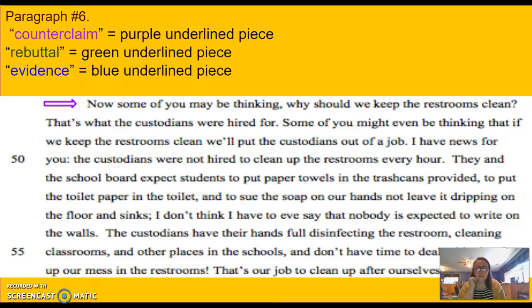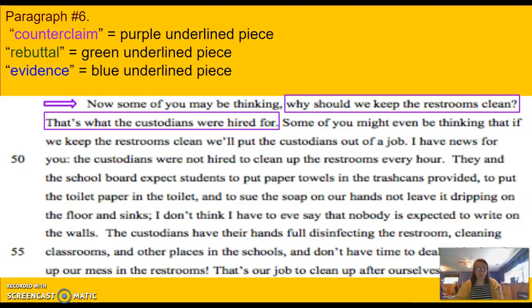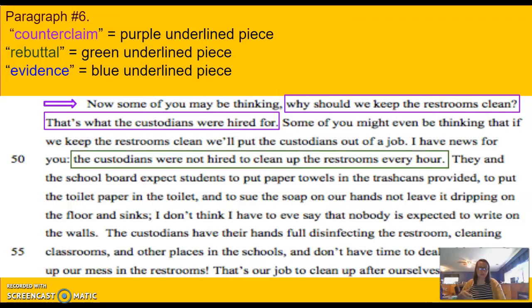Mic drop. Okay, so here's where we see this happening. The counterclaim. If we remember what counterclaim is, it is bringing up the opposite point, something that contradicts what we're trying to prove. So she's saying, well, some of you might be thinking, that's our trigger phrase, some other people in the world might think, my audience who might oppose me might think, why should we keep the restrooms clean? That's what custodians were hired for. Okay, so right away to start off her paragraph, she brings up an opposing point.